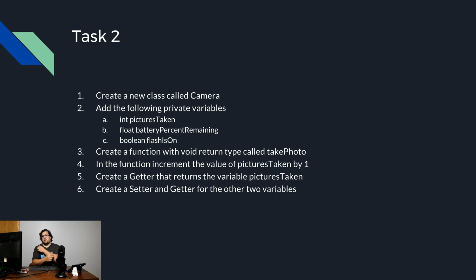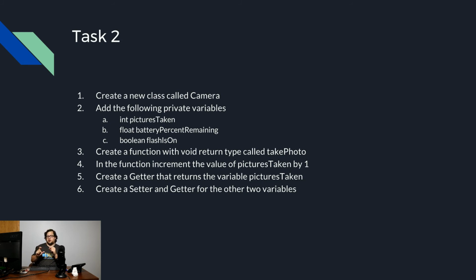Now the second task. I want you to create a new class called camera. This would almost be like you actually have a camera that you're going to take photos with. And I want you to add 3 private variables. So the number of pictures taken, you can initialize that to 0 as you create it. These are private, remember. You're going to have one that's the battery percentage remaining. You're going to have one that's a Boolean, if the flash is on.